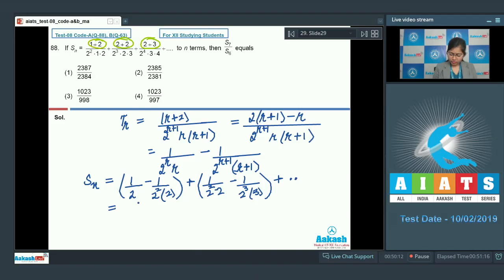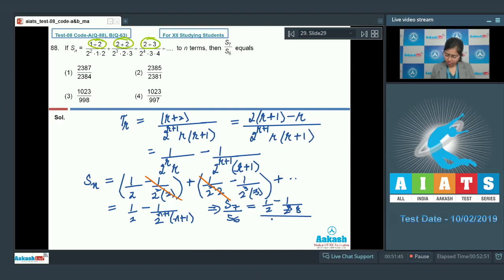So the sum of n terms, cancelling these two, will be equal to 1 by 2 minus 1 upon 2 raised to the power n plus 1 into (n plus 1). So we can see that S7 upon S6 will be equal to (1 by 2 minus 1 upon 2 raised to the power 8 into 8) upon (1 by 2 minus 1 upon 2 raised to the power 7 into 7). Solving this, we will get 2387 upon 2384. Hence the correct answer is option number 1.